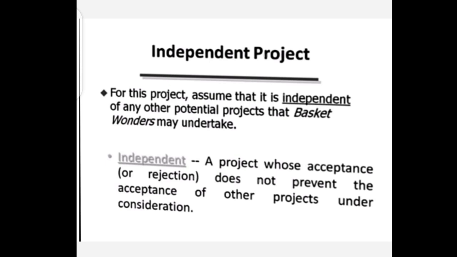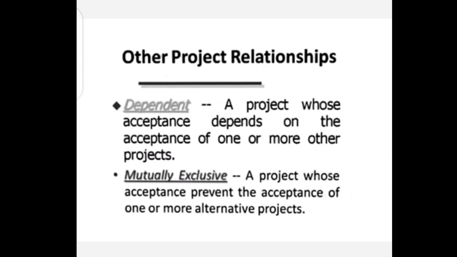So currently there exist independent projects and dependent projects. Independent projects are projects that do not depend upon any other project, like a project whose acceptance or rejection does not prevent the acceptance of other projects under consideration. Then we have the dependent project, which is dependent on other projects, a project whose acceptance depends on the acceptance of one or more other projects.